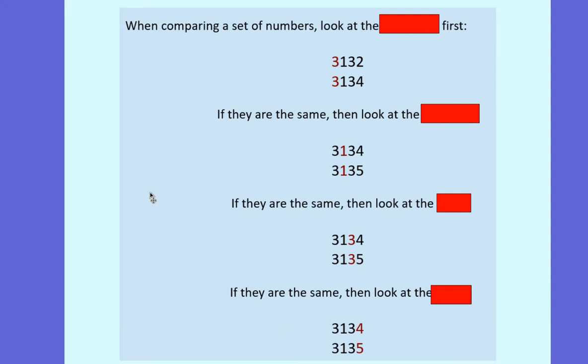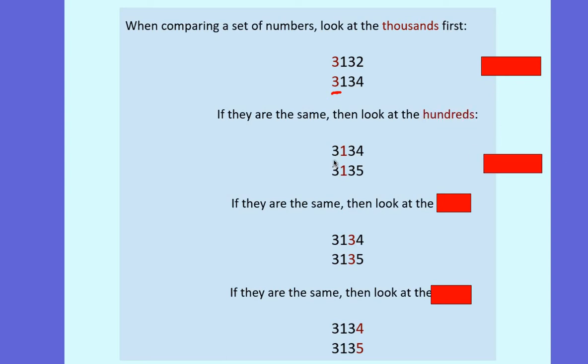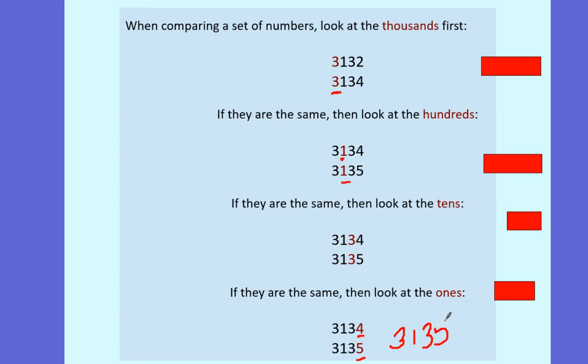So if I've got 2 numbers and I want to work out which one's the smaller and which is the bigger, I start by looking at the thousands column. So I start on the left-hand side. I've got 3,132 and 3,134. They've got the same number in the thousands column, so I don't yet know which one's the bigger one. I then move on to the hundreds column, and they've both got the same number in the hundreds, so I don't yet know which one's bigger. I then move on to my tens. They've got a 3 in the tens, both of them, so again, I don't know which one's bigger. But if I compare my units, this one's got a 4 and this one's got a 5, so we know that 3,135 is the larger number.